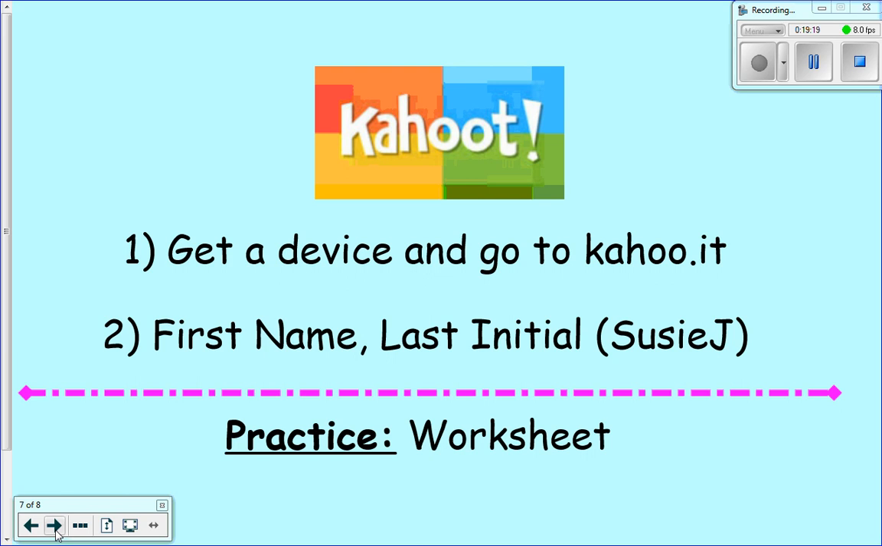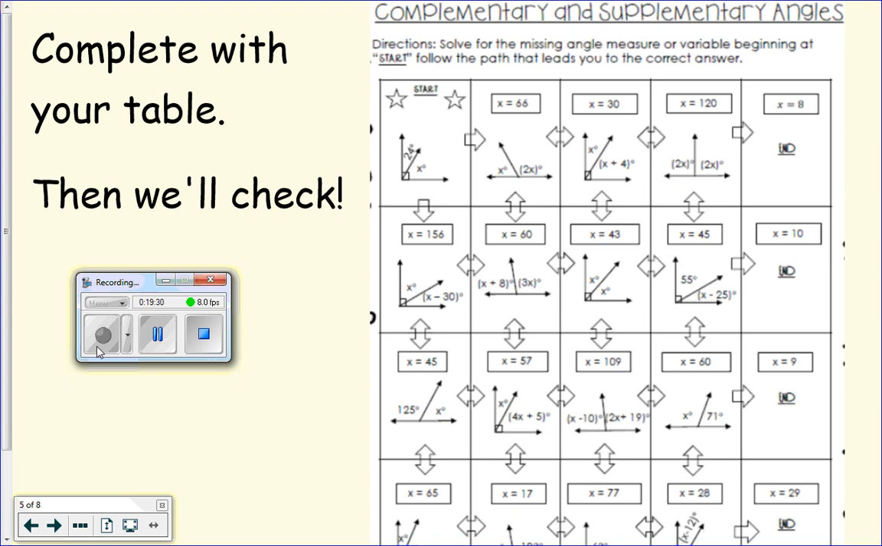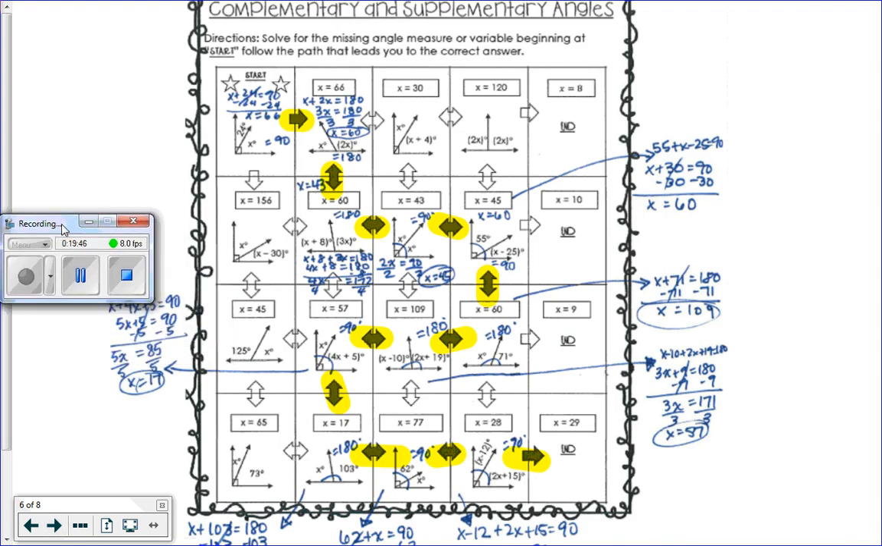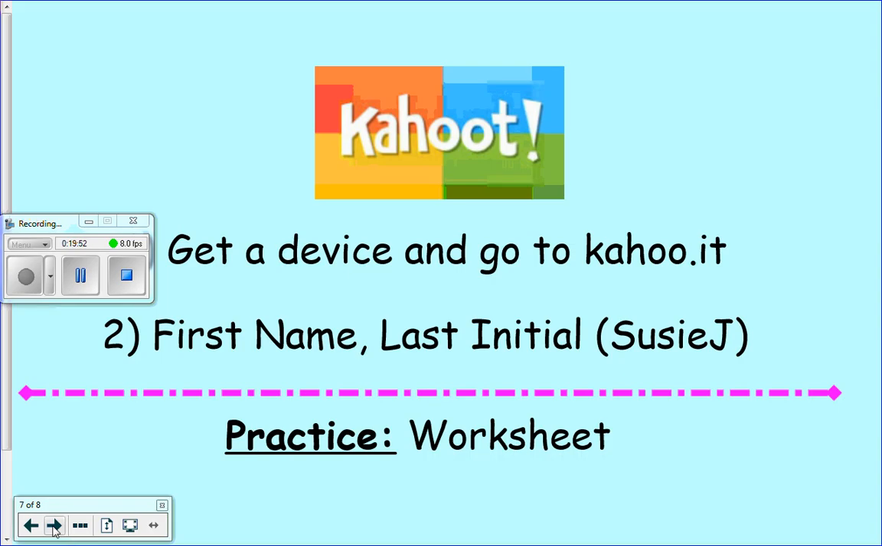Go ahead and get your device. We're going to do a Kahoot. It's going to cover vertical, adjacent, complementary, and supplementary angles. With your tape, we'll go ahead and complete the maze, and then we will check. If you just want to pause the video so you can work on it, you can check your answer. Here's the path you would take to get to the end. And your practice is a worksheet, and then we'll check it tomorrow.